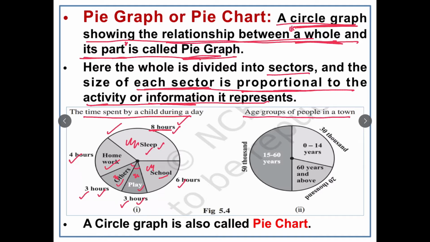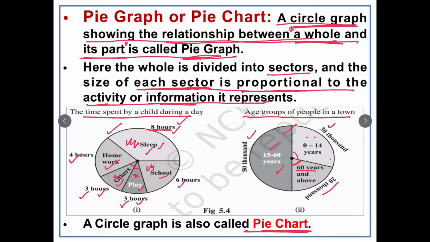Similarly, you can see this in the second example. The age group of people in a town is given. Maximum people are in the 15 to 60 year group, 50,000, so that represents the largest part of the circle, while 0 to 14 is only 30,000, so it represents a different proportion of the circle. Then 60 and above are 20,000, also represented by a particular part of the whole. A circle graph is also called a pie chart; in general we call it a pie chart.